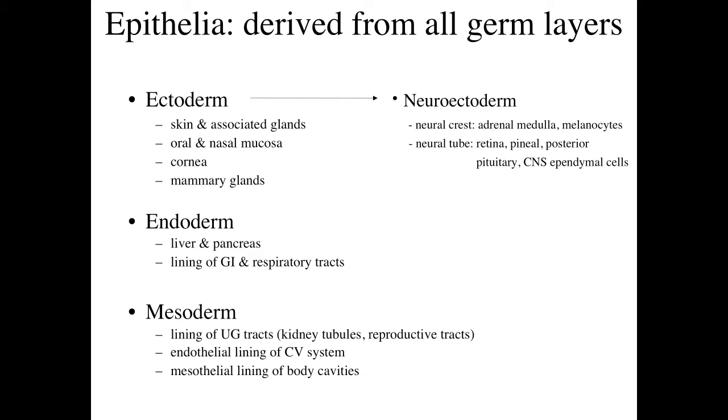From the endoderm, the epithelium of the liver and pancreas, or the epithelium lining the GI tract and respiratory tracts, would come from endoderm. From the mesoderm, linings of the urogenital tract, like kidney tubules, reproductive tracts, the endothelial lining of the cardiovascular system, or the mesothelial lining of the body cavities would all be derived from the mesoderm. So, just to make the point, epithelium is derived from all of the germ layers in the embryo.